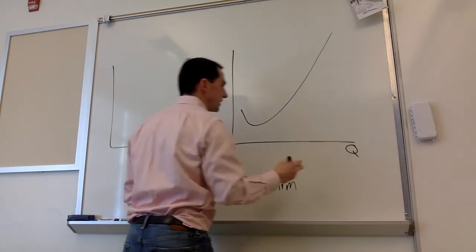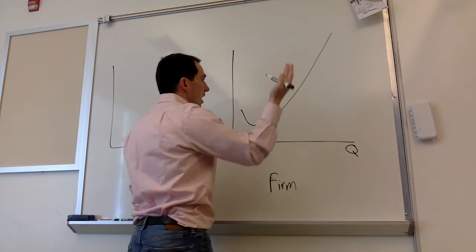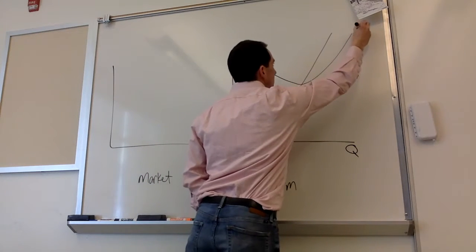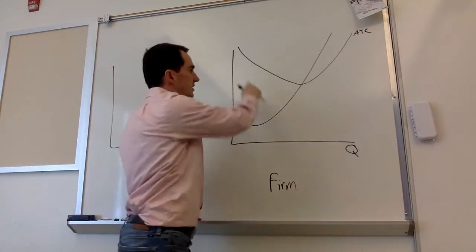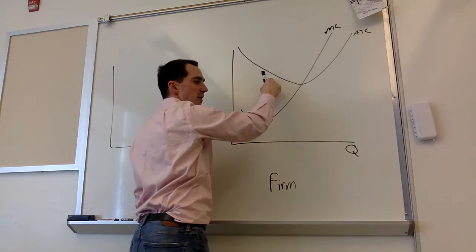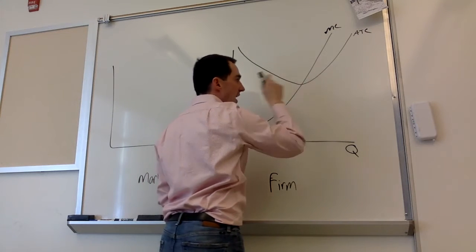So here's the quantity for, again, this is a firm, every firm. Here's their average total cost. It decreases because the cost of making the next one is lower, so the average goes down. Here, the cost of the next one is higher than the average, bringing the average up.